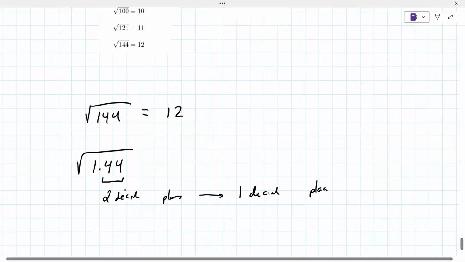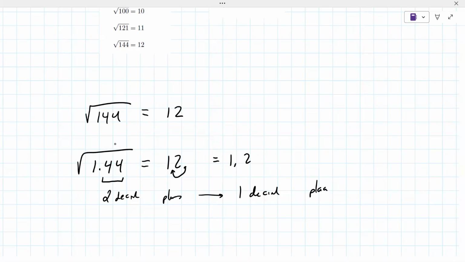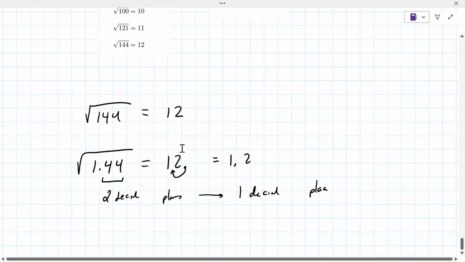So in this one, you look at it as the square root of 144, which is 12, but you move the decimal 1 place to the left. So the answer is 1.2, like that. Is that okay? Yeah.